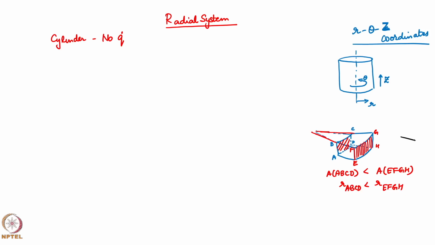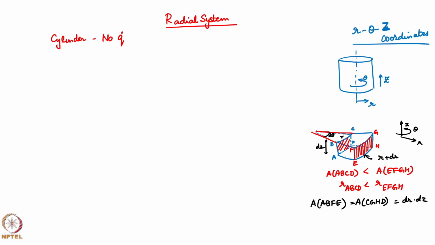This is r direction, this is z direction and this is theta direction. So, this is d theta, this is r, this is r plus dr, this is dz. So, you will write various areas: area A, B, F, E is equal to area C, G, H, D is equal to dr into dz. This will be like a rectangle.